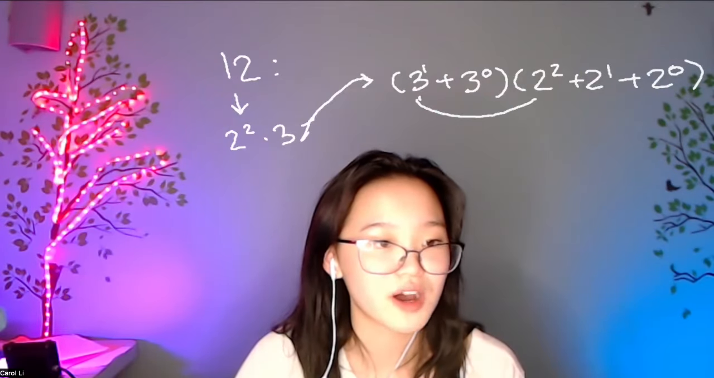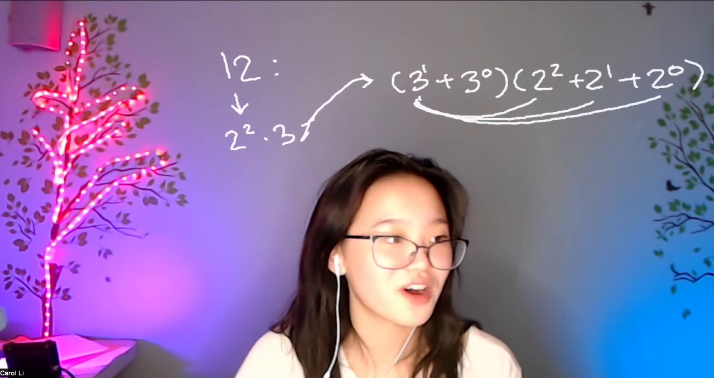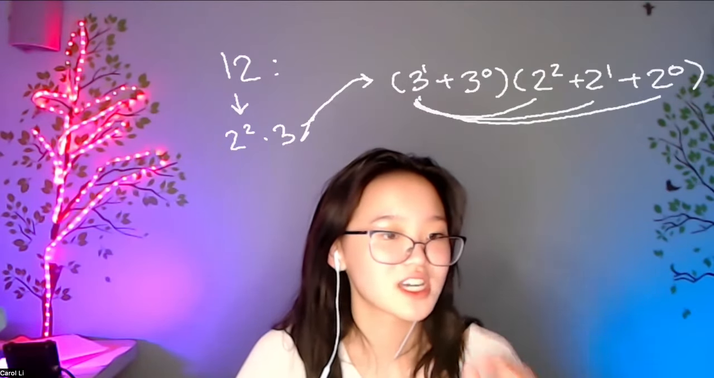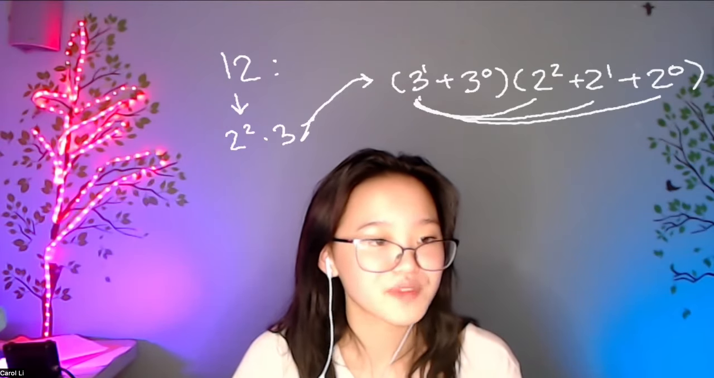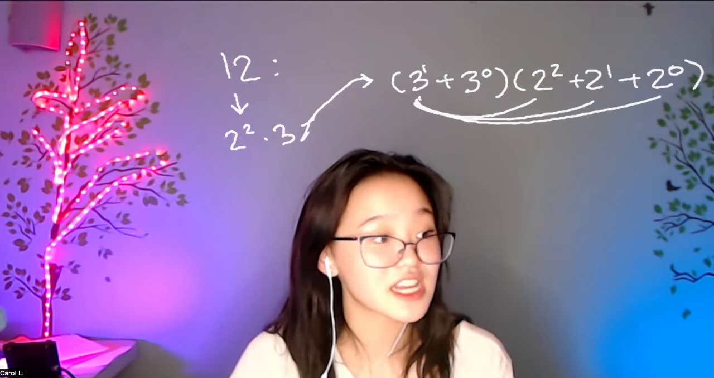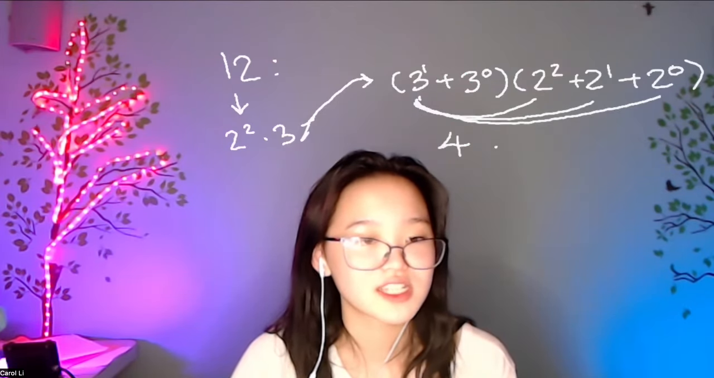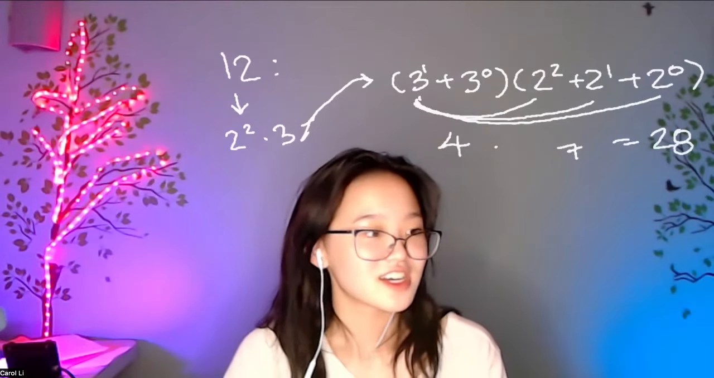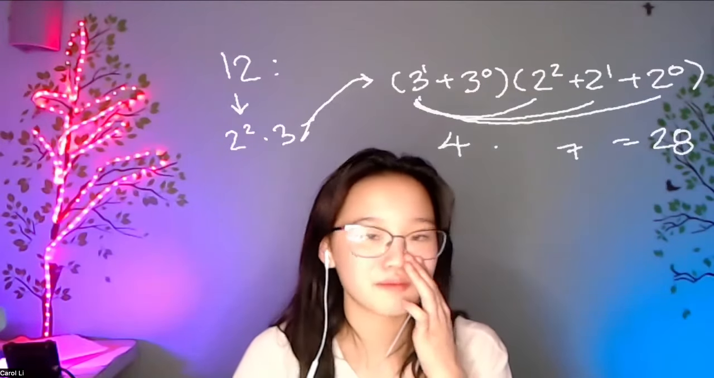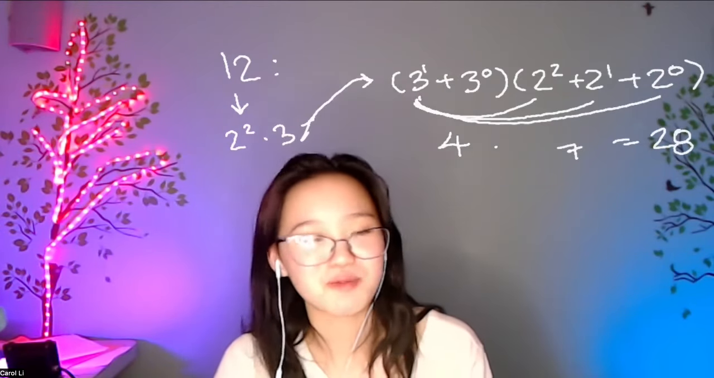So 12, 6, 3, and so on. So that's why this works. I think this is the tau function. But basically, this is the easier way to calculate it, because then you can calculate 4 times 7, which is 28. And I think that's right. So that's how you calculate the sum.